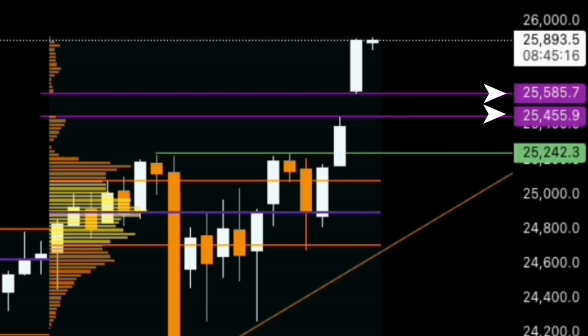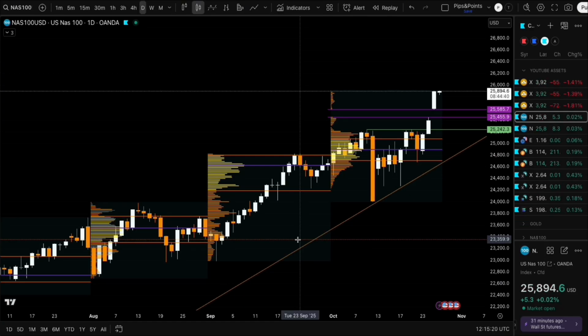And then the next area that we also want to be mindful of is the previous swing high to this swing high. So this is the new swing high that we have now, which is where price is currently sitting at 25,893. But the previous swing high to that, before the Trump tariffs, was 25,242. So these 3 levels of 25,585, 25,455 and 25,242. These are the 3 areas we want to keep an eye on moving forward in regards to how price interacts with this area if you are thinking about getting into the market.